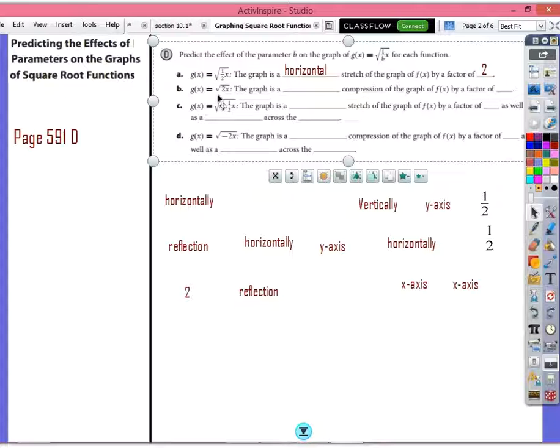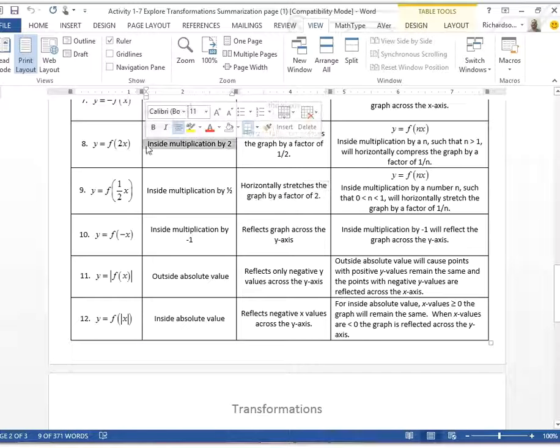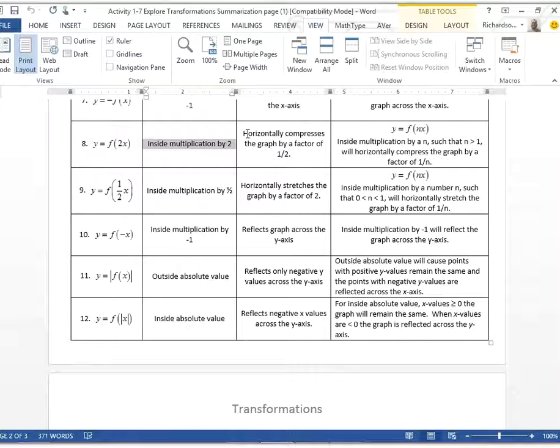The next one is inside multiplication by 2. So you could see that inside multiplication by 2, that's line 8. That's going to compress it by a factor of a half. Okay, and it's going to be horizontal again. A point to make here is that anytime you have an inside operation, whether it's inside addition, subtraction, or multiplication, the effect is going to be a horizontal effect. With inside addition, subtraction, that moves it to the left or to the right. Well, that's a horizontal movement.